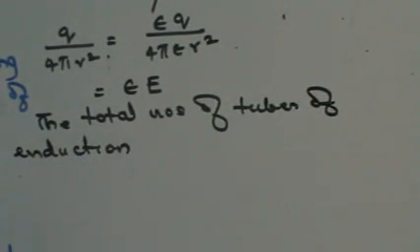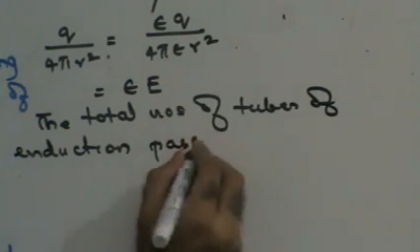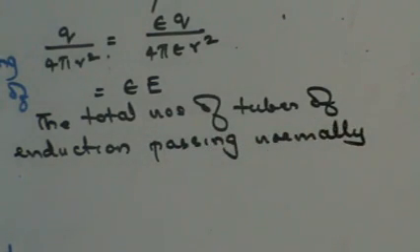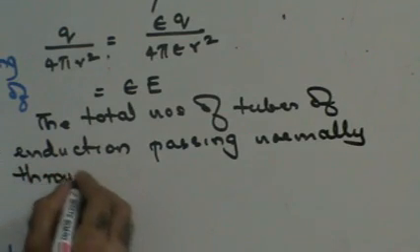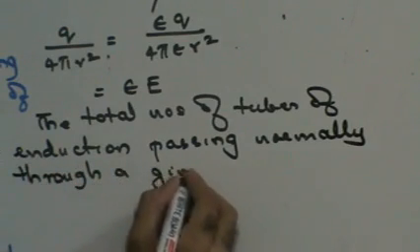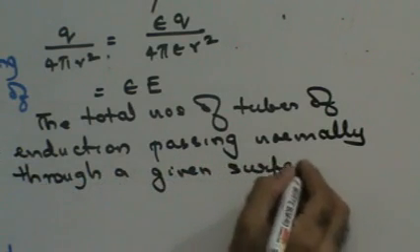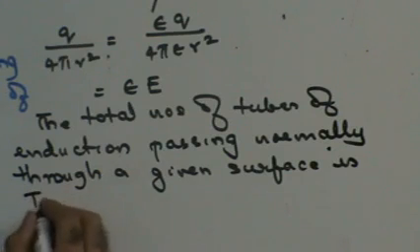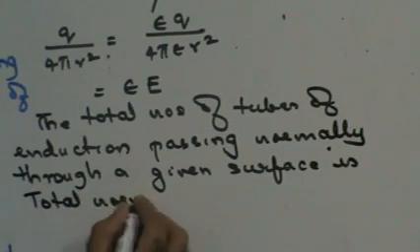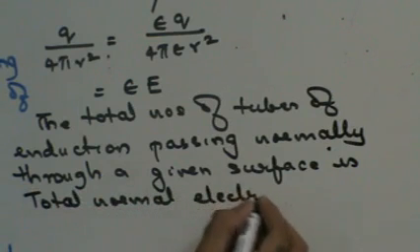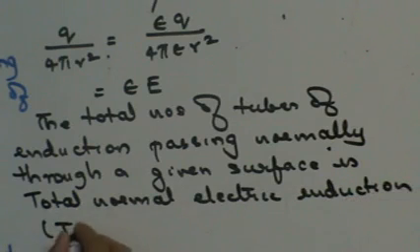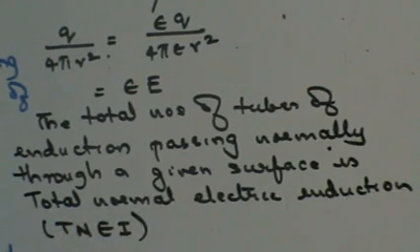The total number of tubes of induction passing normally through a given surface area is called total normal electric induction. Henceforth, I will write this as TNEI, total normal electric induction.